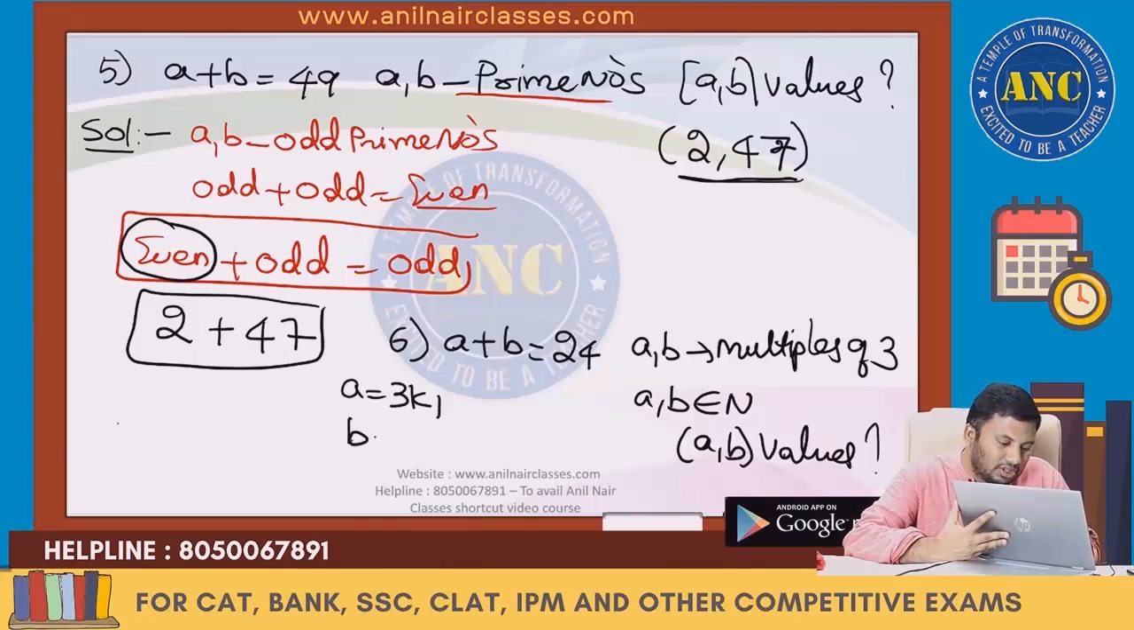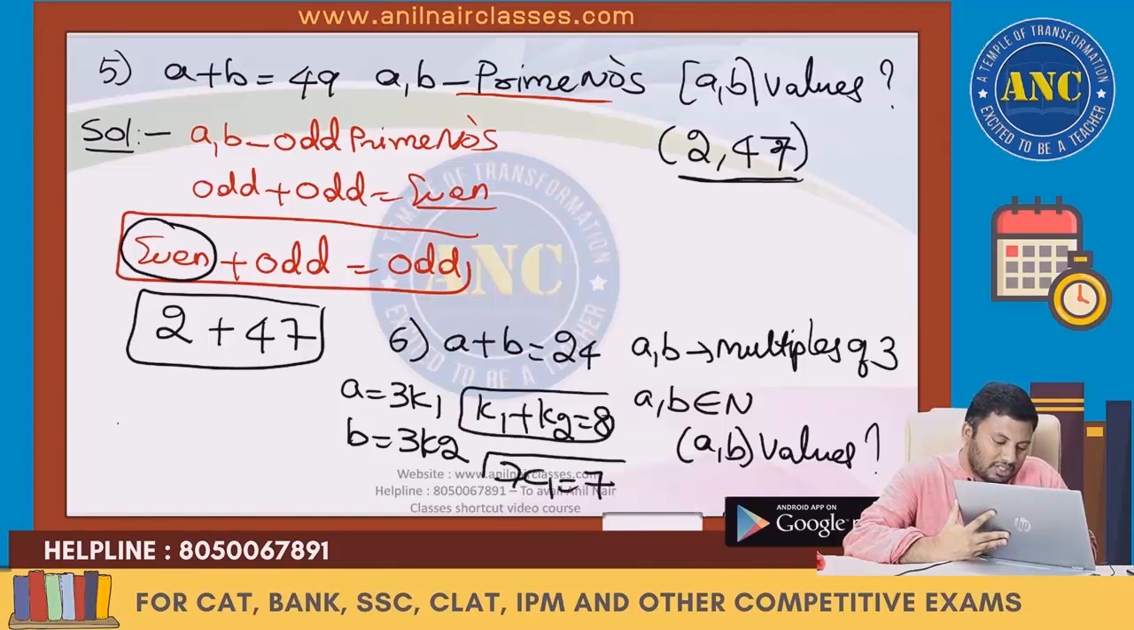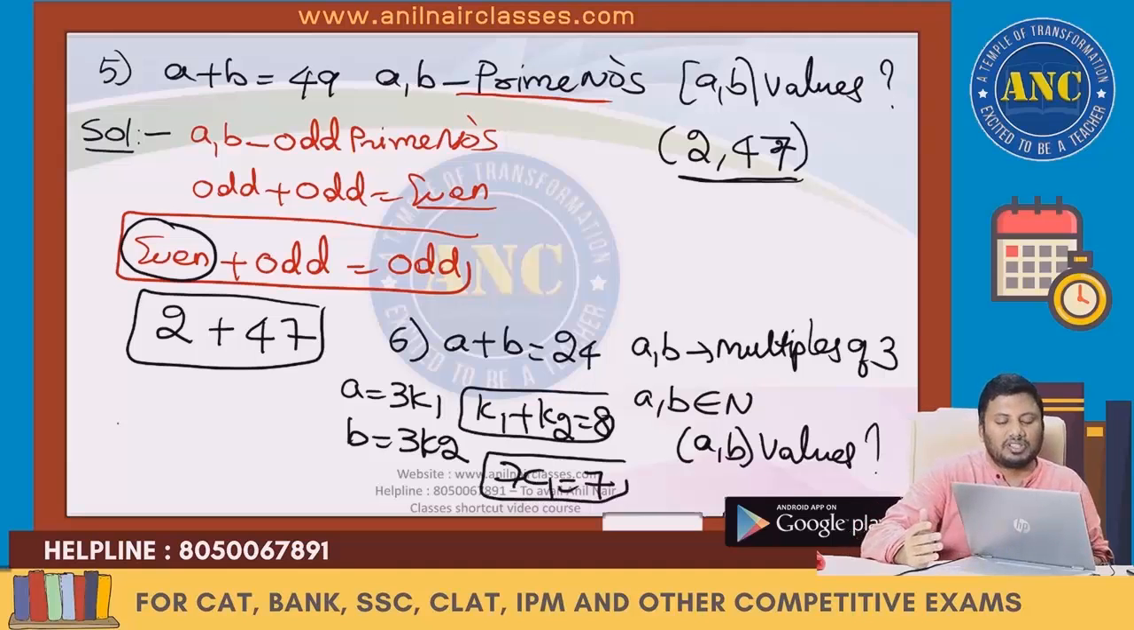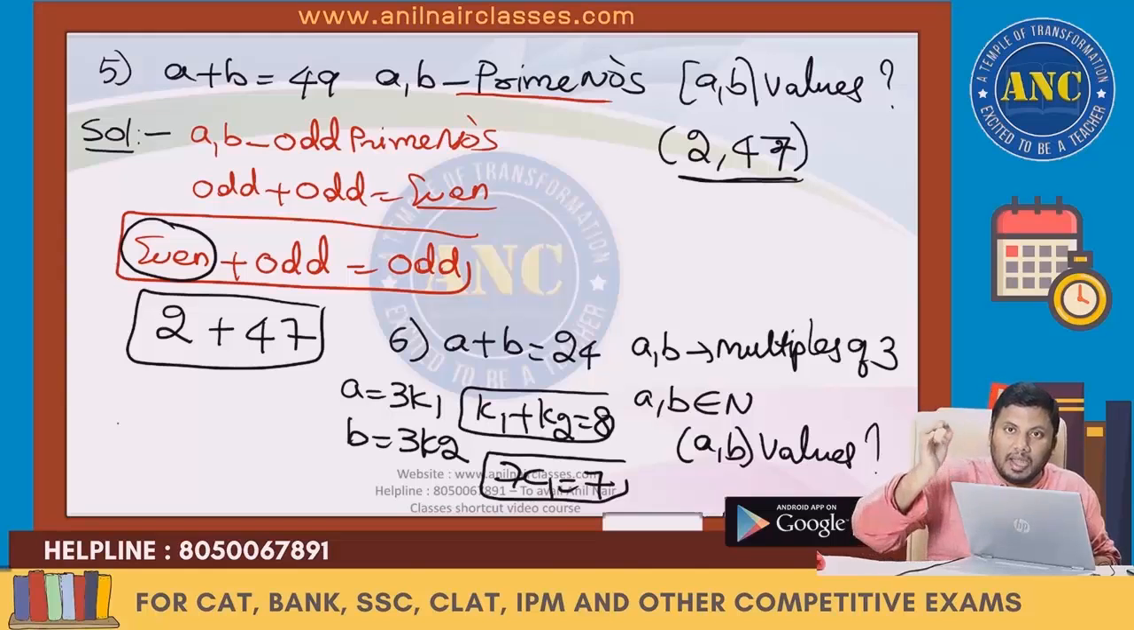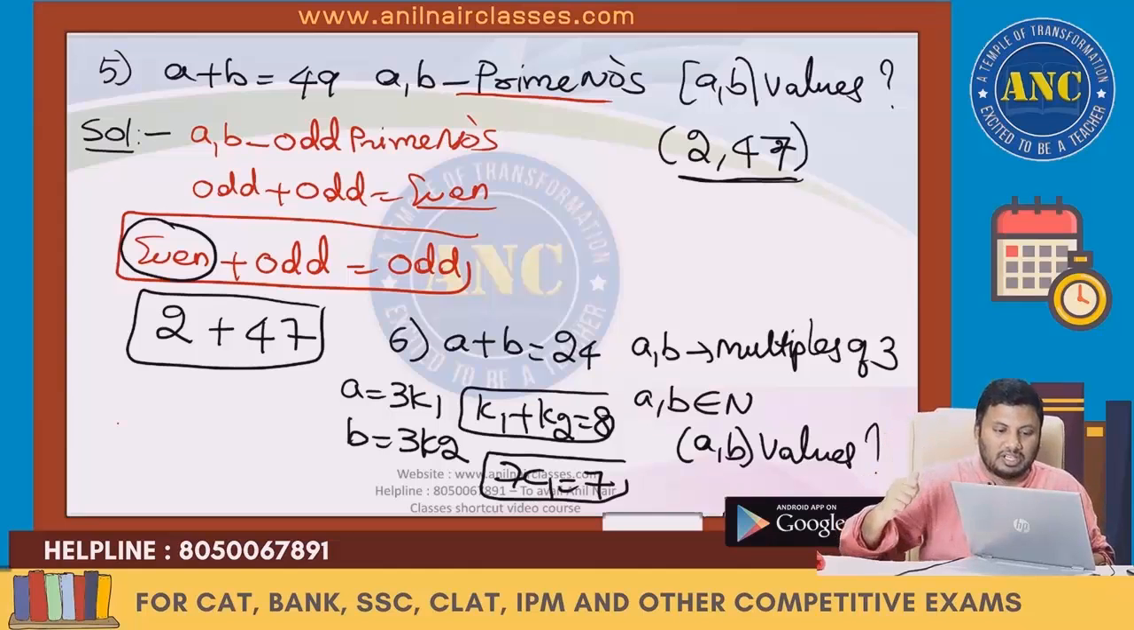A and B are multiples of 3. So A is 3K1, B is 3K2. This will become K1 plus K2 is 8. If it is 8, the answer will be 7C1, which is 7. We have discussed only two variables so far. A and B as natural numbers, even numbers, odd numbers, prime numbers, multiples, we discussed. Now, seventh one. Let us take three numbers.